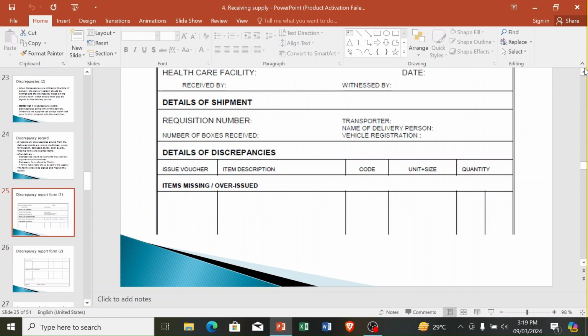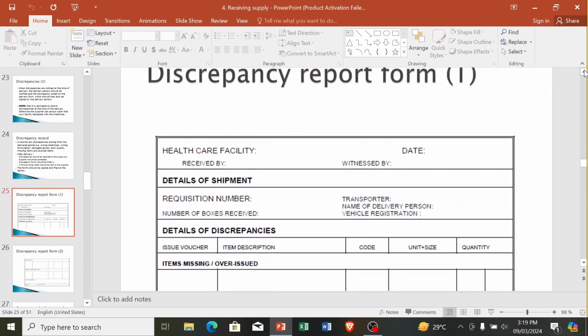So this is how a discrepancy form can look like. We see that we have a healthcare facility, and then received by, witnessed by, and the details of shipments, that is requisition number, number of boxes received, and then we have transporter, name of the delivery person, and then the vehicle number or registration. Then details of discrepancies. We have the issue voucher, item description, code, unit or size, and then their quantities.